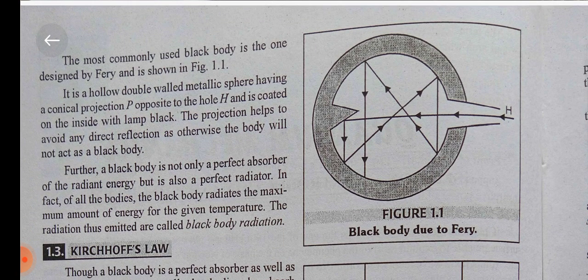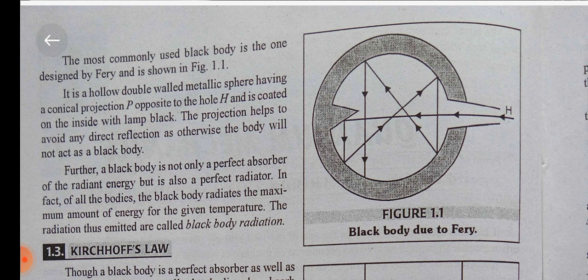The most commonly used black body is the one designed by Ferry. It is a hollow double-walled metallic sphere having a conical projection B opposite to the hole H and is coated on the inside with lamp black. The projection helps to avoid any direct reflection, as otherwise the body will not act as a black body.